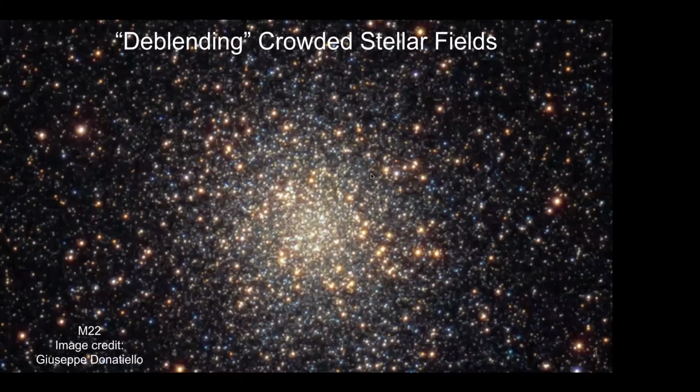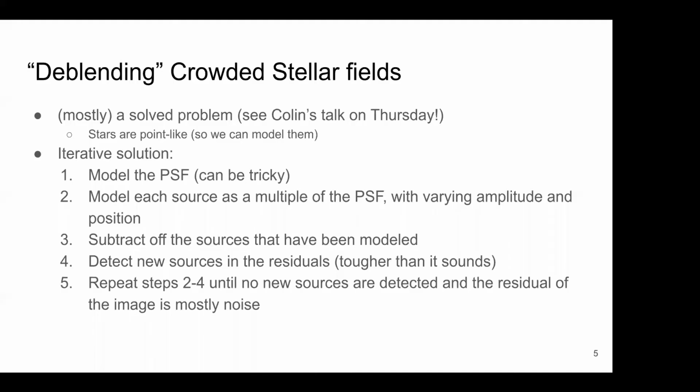So there's a simpler problem, easier in the sense that if we look at crowded stellar fields, right? That's something like a cluster or the galactic plane, where the majority of the sources are stars. This is mostly a solved problem. Colin's going to talk a bit more about our plans for crowded stellar field photometry on Thursday, so stay tuned for that. The reason this is an easier problem is because stars are point-like.